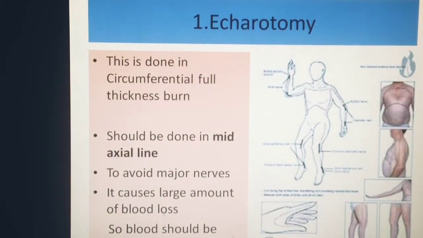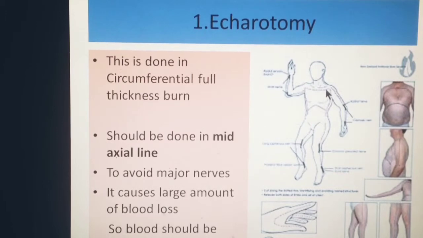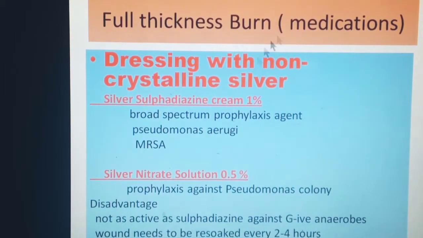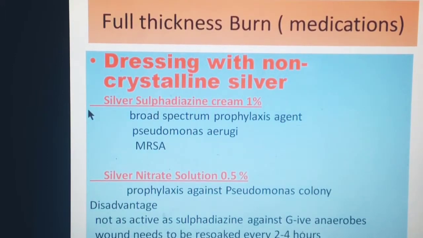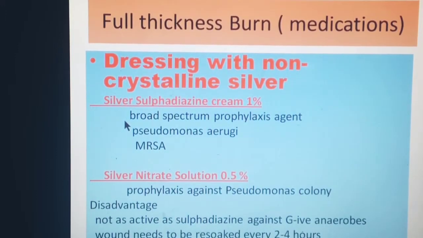Escharotomy is done in circumferential full thickness burns. It should be done in the mid-axial line to avoid major nerves. It causes a large amount of blood loss, so blood should also be arranged for such a patient. In a full thickness burn, the medication given first is dressing with silver. The types of silver used include silver sulfadiazine cream 1%, which is a broad spectrum prophylactic agent.